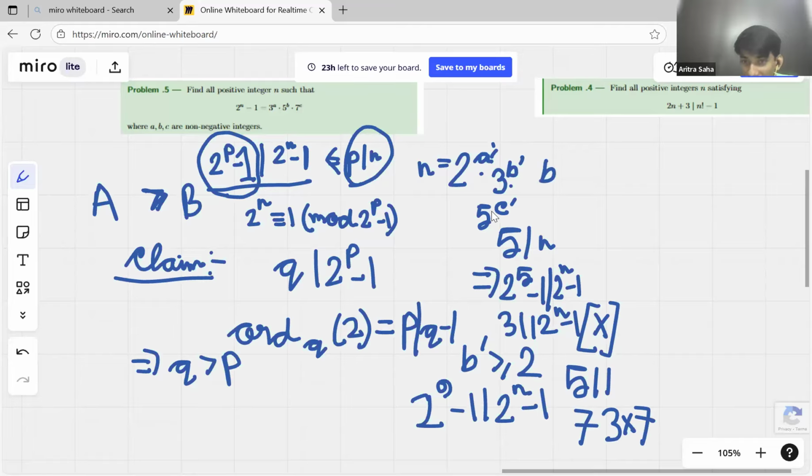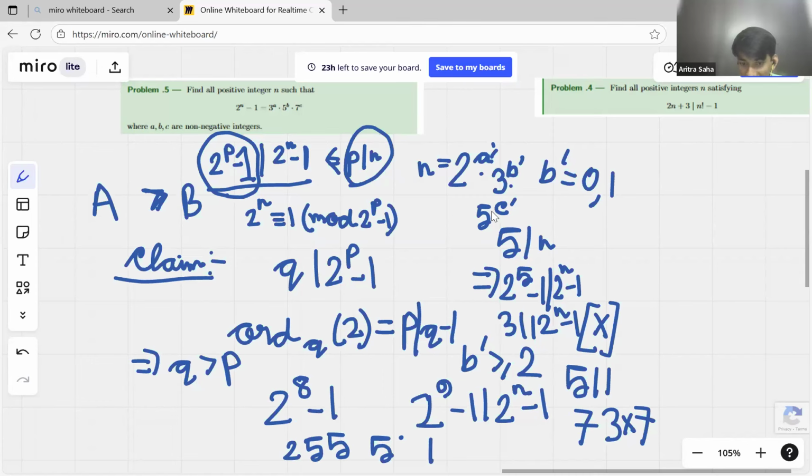So you know that b dash is either 0 or 1. And a dash is 0, 1, 2, 3, because 2 to the power 4... Okay, no, it can't be. 2 to the power 8 minus 1 also can't work. See, because 255, and if we divide by 5, it's 51, and by 3, 17 basically. 17 divides it. And because 17 divides it, a dash has to be 0, 1 or 2. So you will have options.